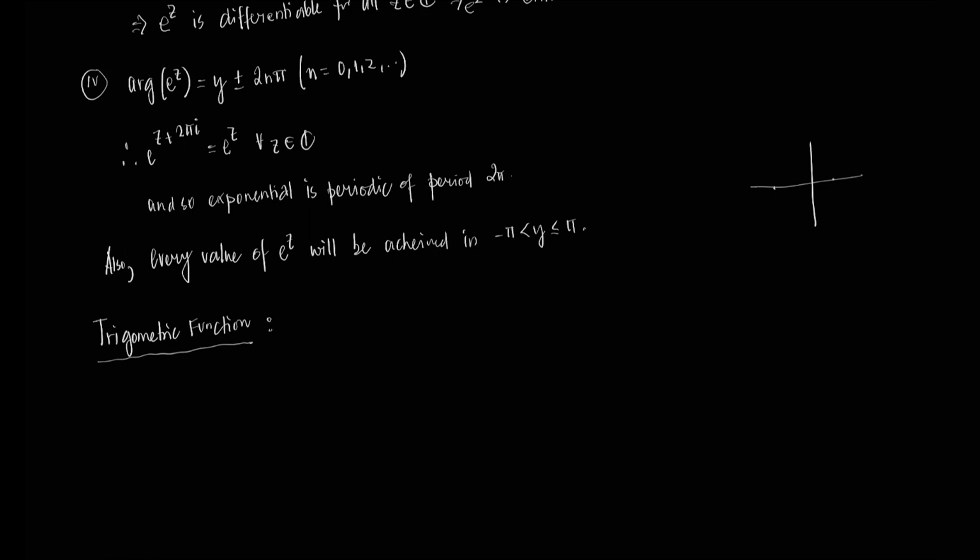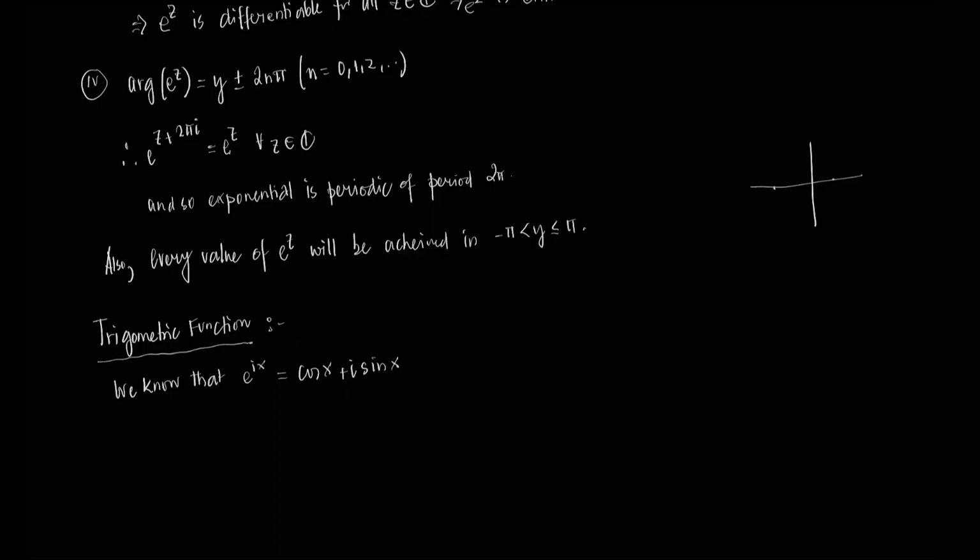Trigonometric function. Okay, so what are we looking at? We want to define cosine, sine, all these things. Okay, so you see that e power iz, we already know, e power ix is cosine x plus i sin x.